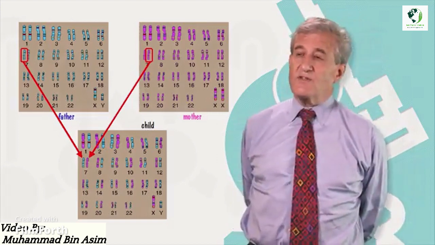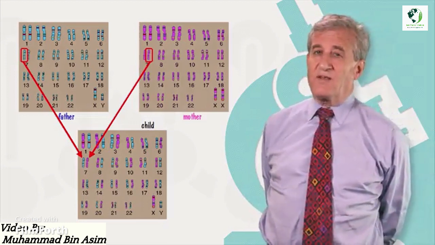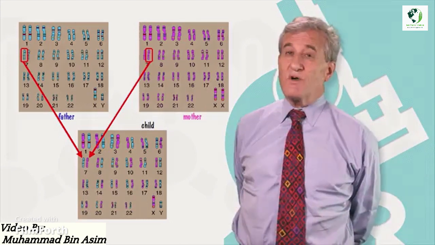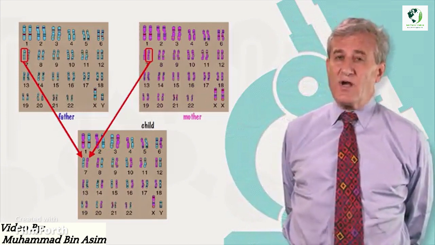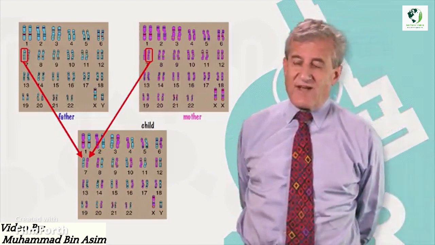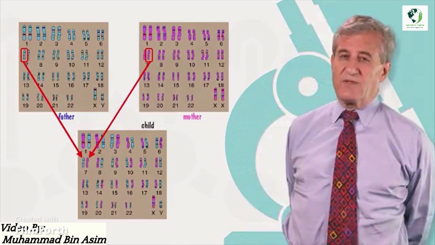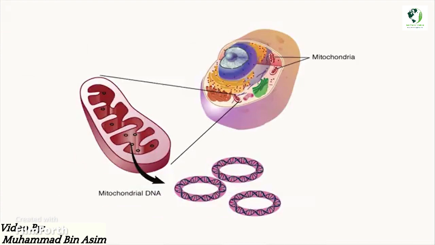It turns out there's also DNA that comes exclusively from the mother. And the DNA that comes from the mother is not in the nucleus, where all the other chromosomes live, but actually in structures called mitochondria. Mitochondria are little energy factories that are not in the nucleus, but in what we call the cytoplasm, the non-nucleus part of each cell. And in the mitochondria is a small ring of DNA called mitochondrial DNA, and that comes exclusively from the mother.